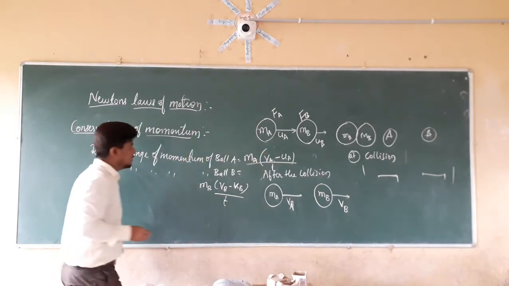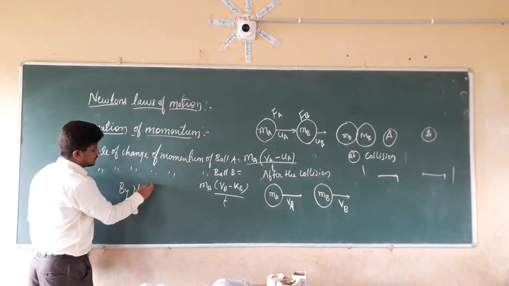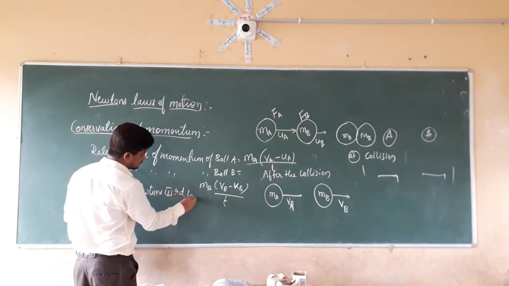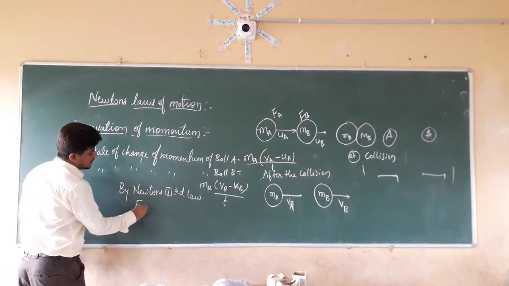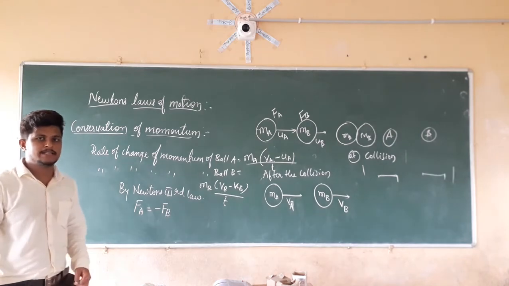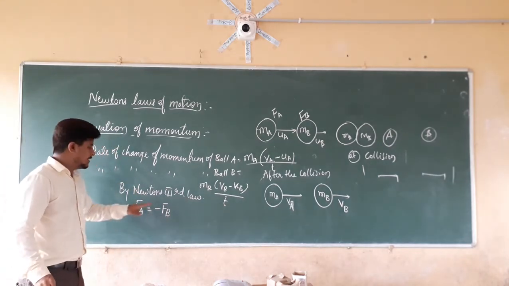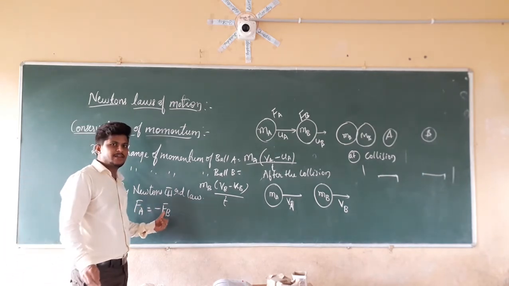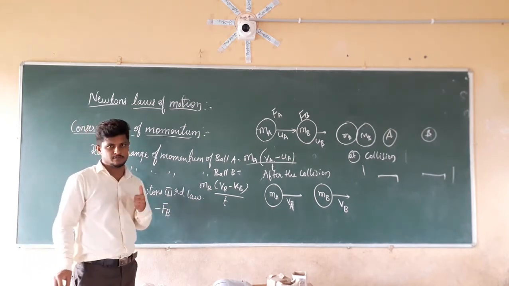So we can say that by Newton's third law, FA is equal to minus FB. Why minus here? For every action there is an equal and opposite reaction. Because of that opposite reaction, we are taking the minus sign, because of Newton's third law of motion.